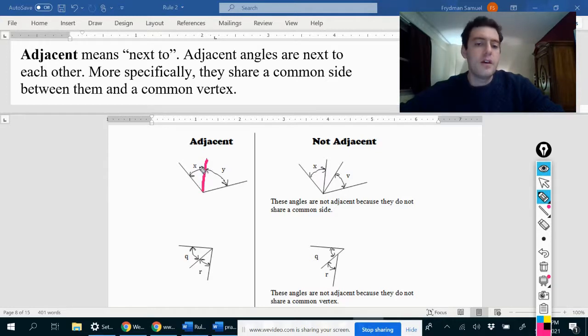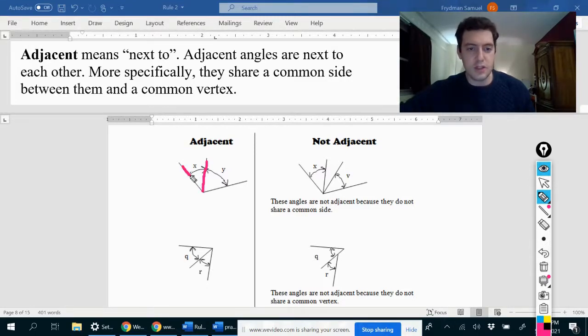Okay, so let me take a step back, actually. These two lines over here are the lines that form angle X. And these two lines over here are the lines that form angle Y. And you can see that I went over this line for both of them. This line is one of the lines that forms angle X, but it's also one of the lines that forms angle Y. So these two angles share a common side between them, and they also share a common vertex.